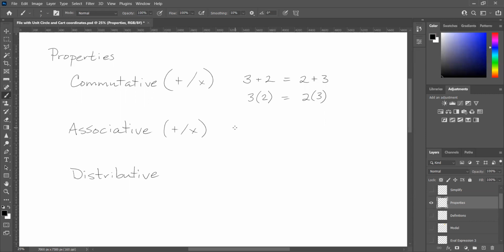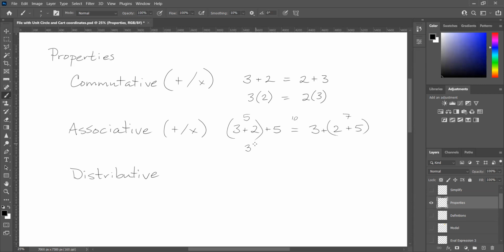The associative property is really what are we looking at? So if I had 3 plus 2 plus 5, and I did the 3 plus 2 first, that would be the exact same thing as 3 plus 2 plus 5, but doing the 2 and 5 first. If we do the 3 plus 2 first, that's 5, and 5 plus 5 is 10. If I do the 2 plus 5 first, that's 7, and 7 plus 3 is 10. So it doesn't matter which ones we do first.